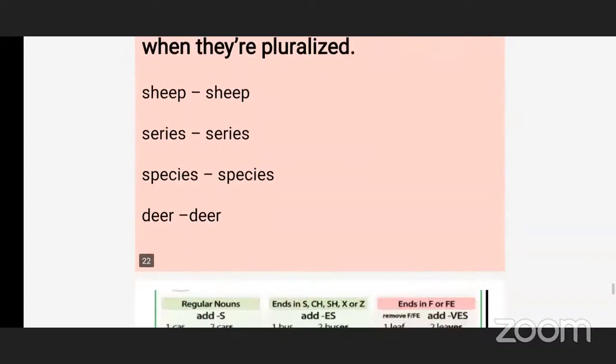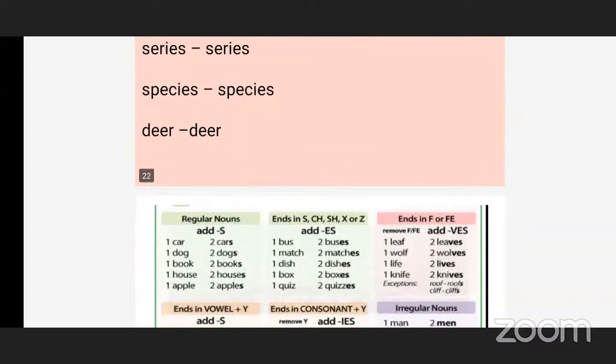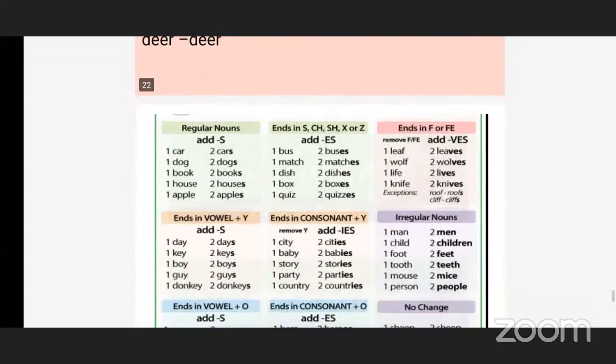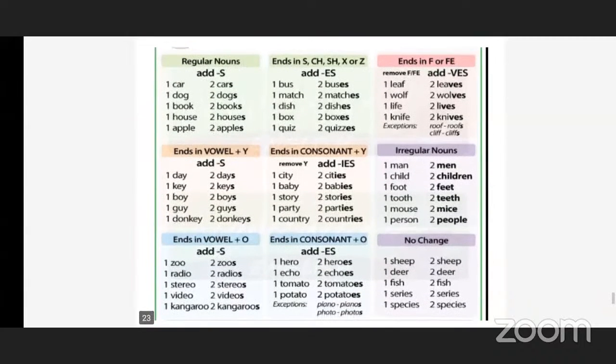So let's see the next thing. Here is a small recapitulation I have given you. So see here, regular noun. So what is a regular noun? As I told you in the first rule, if it is car, you'll be adding S. If it is dog, you'll be adding S. At the last, book, books, house, apple, apples.